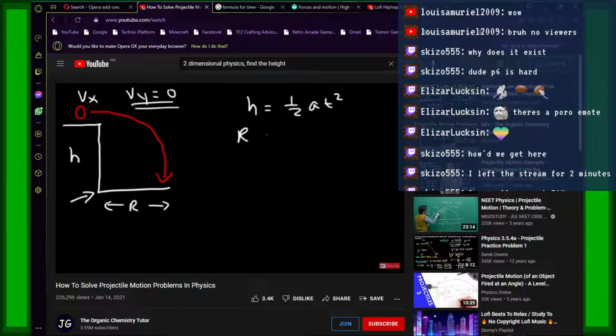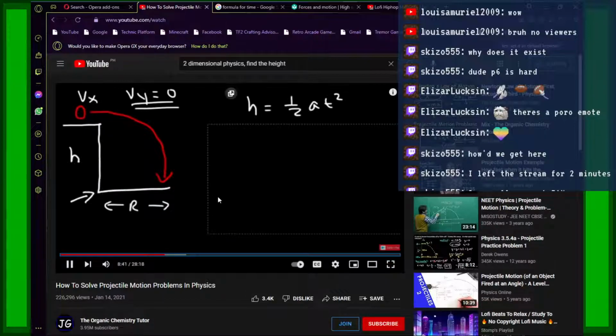Now, if you wish to calculate the range, it's equal to Vx t. Remember, we said that whenever an object moves with constant speed, d is equal to v t.